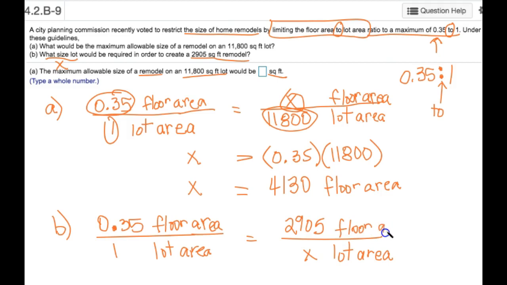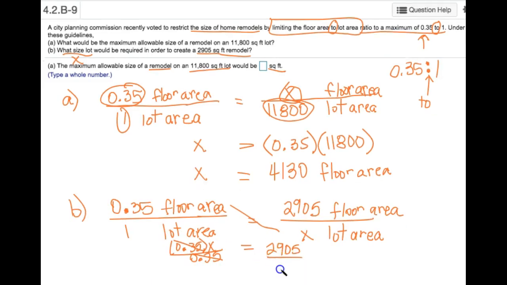And so that's going to be in the numerator. And then from there, again, you can just cross multiply. So we're going to get x times 0.35 and 1 times 2,905, which would be 2,905. Then the extra step here that we didn't have to do in part A would be to divide by the 0.35 so that we can cancel that out and just get x.